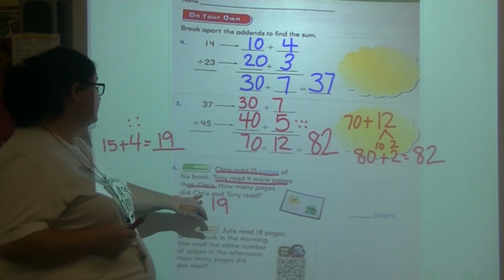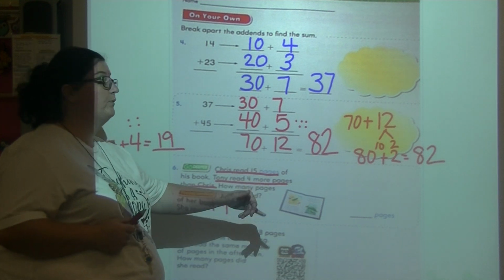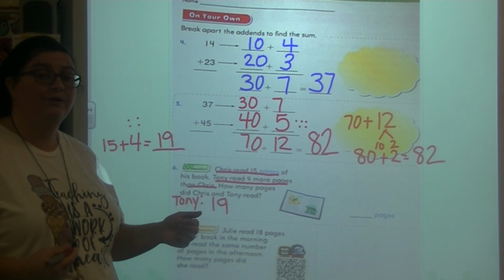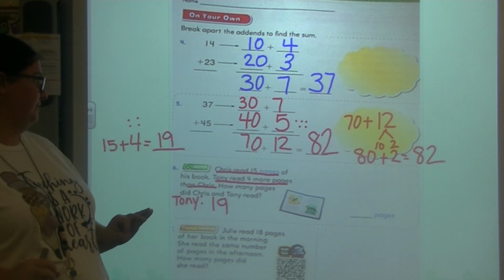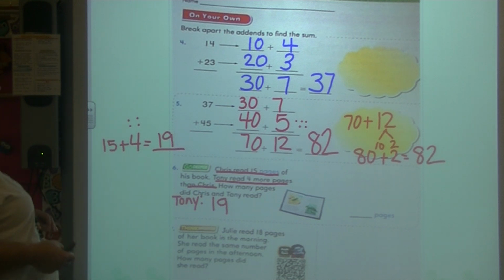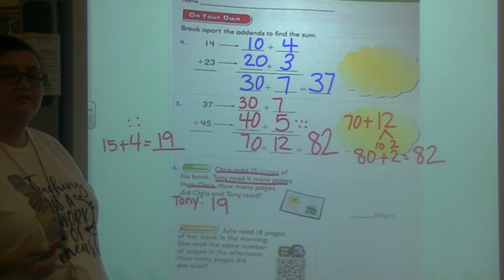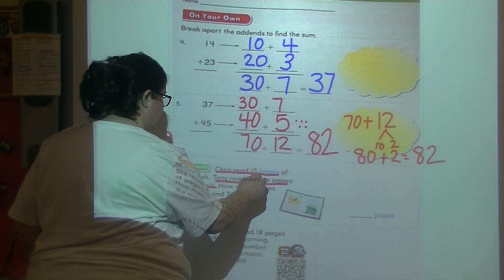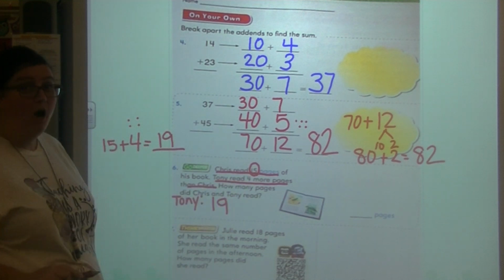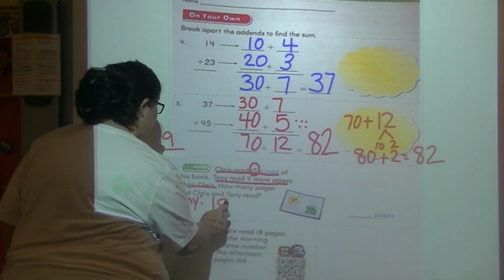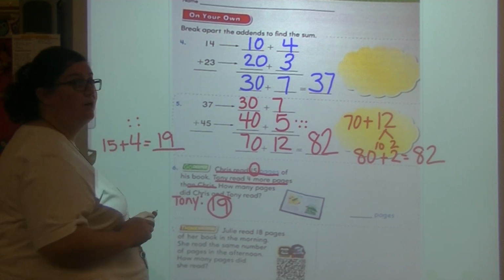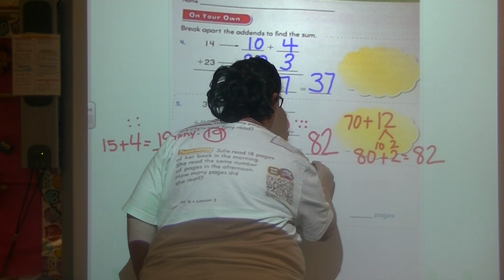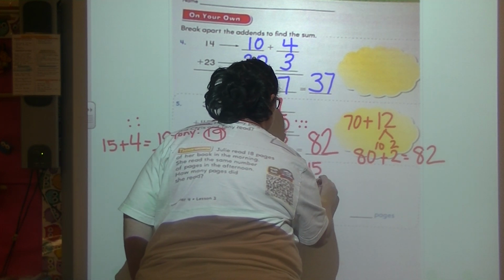Now it says how many pages did Chris and Tony read? All right, if Chris and Tony read, what are we going to have to do? Add. We're going to have to add. So we need to add what 2 numbers? Chris's 15. We're not doing 4. We're doing 19, Tony's amount of books. So we should have 15 plus 19.